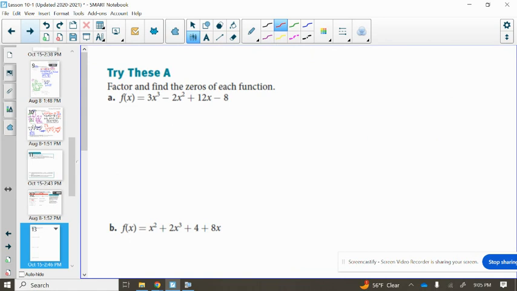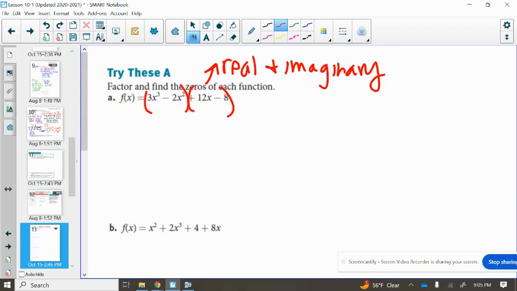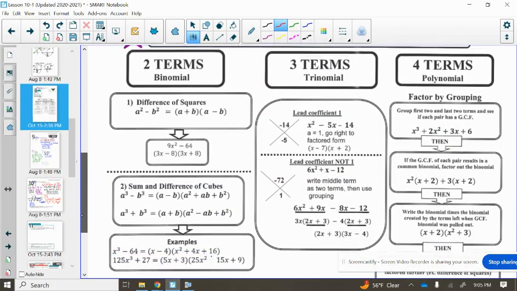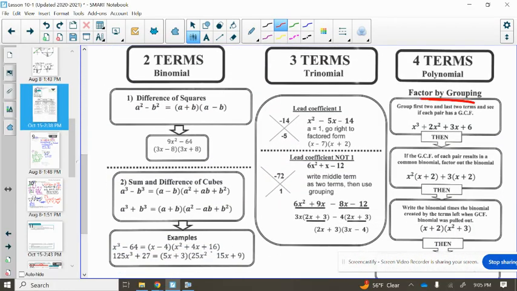All right, now let's look at a couple more examples on page 134. Again, we are finding the zeros of the function. When it states it like this, we want the real and the imaginary. Any of them are going to be included. Okay, so this first one, notice we have 4 terms. So this is a good example, if we look at this chart of our factorings, to use factor by grouping.